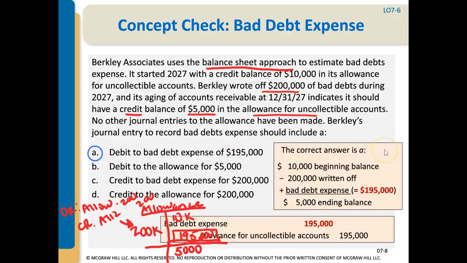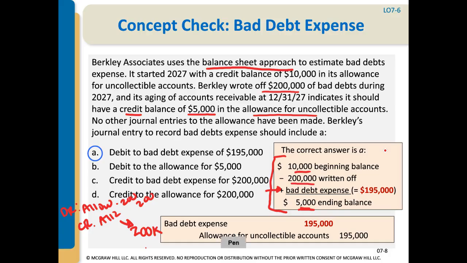And here is probably a neater version of what I wrote. I just wrote it out in a T account format. We started with 10,000, less 200,000 was written off. Our ending balance is 5,000, so this bad debt is a plug. And then really quick, I'm just going to erase that just so you can see the journal entry here is debit bad debt expense 195 and credit allowance for uncollectible accounts 195,000.